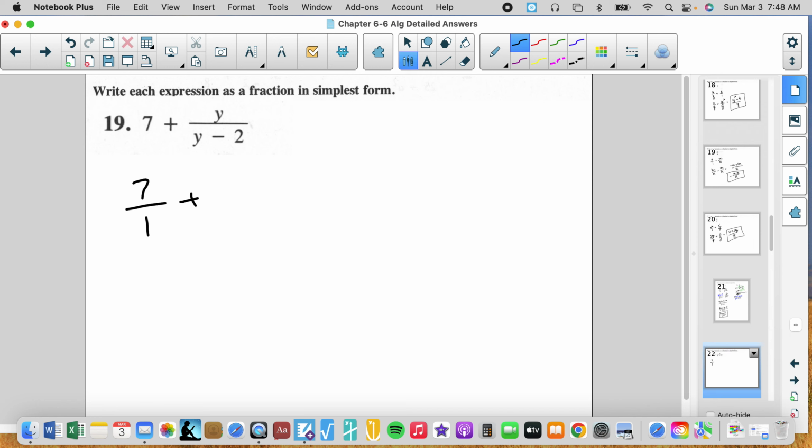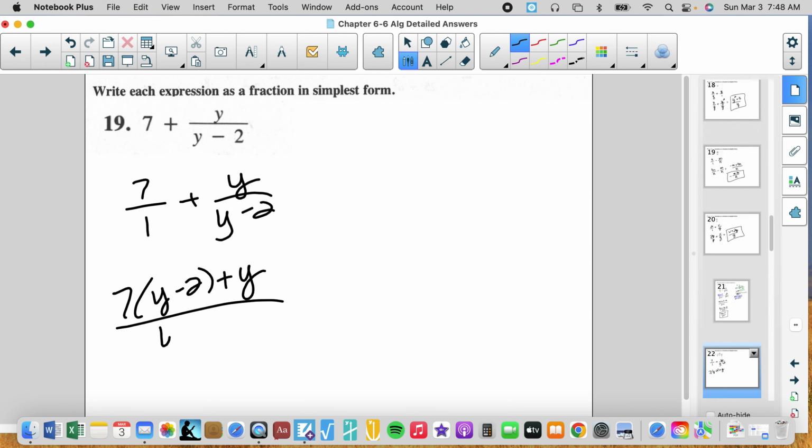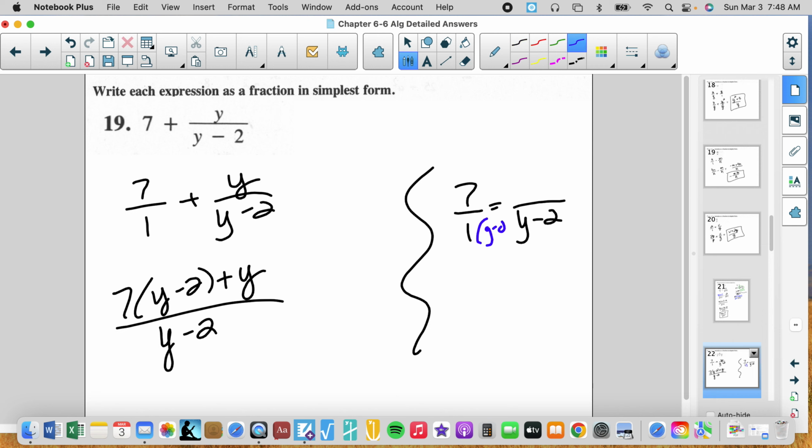7 over 1 plus y over y minus 2. So we get 7 times the quantity y minus 2 plus y over y minus 2. That side work, 7 over 1 equals what over y minus 2? We'd have to multiply it by y minus 2. So notice that we take our numerator and multiply by what it's missing. So you see it right there.